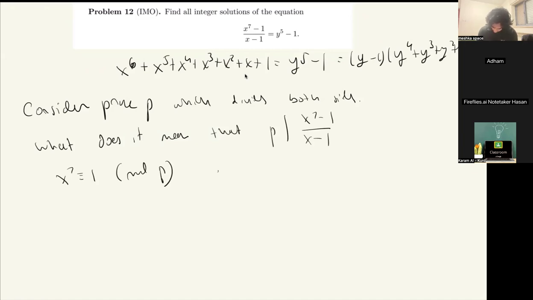One way of saying this is that the order mod p of x divides 7, right? It's either 7 or 1. We don't know, it could be 1 as well. So here's my question, can the order be 1?